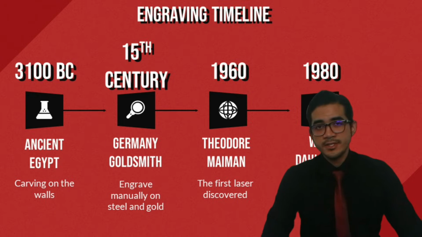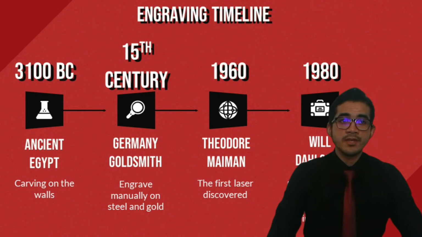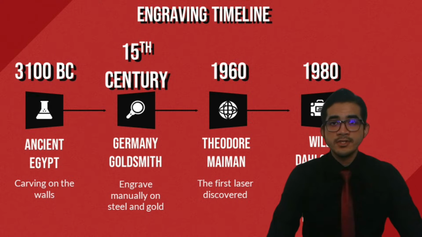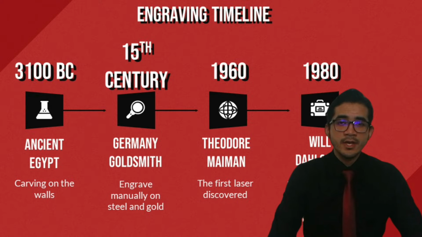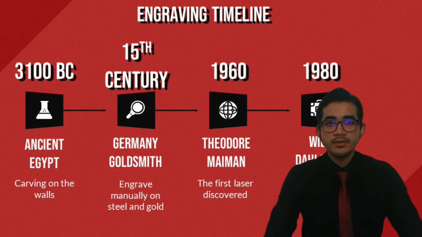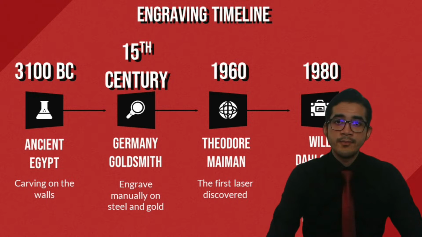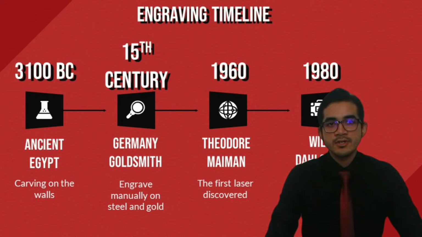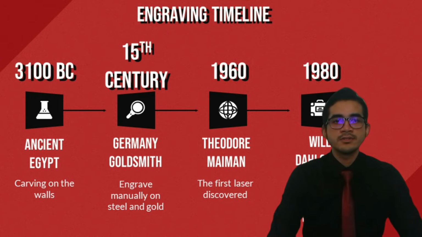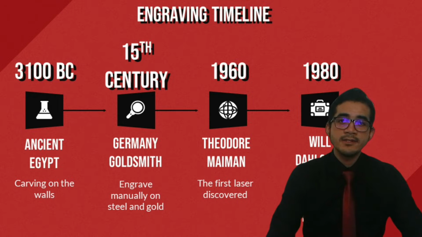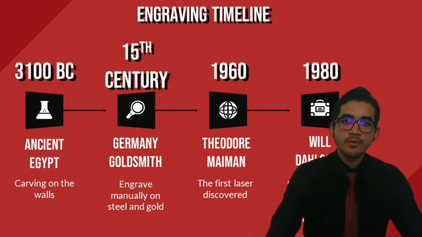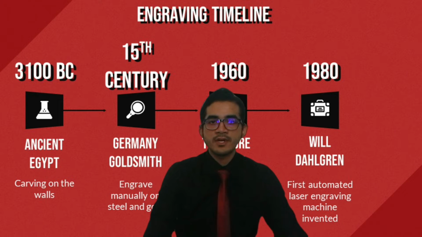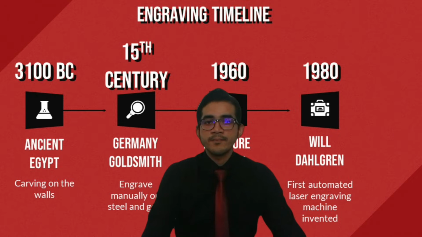As we can see, here is the important timeline of laser engraving. In 3100 BC in ancient Egypt, there was a finding of carving on the walls, done manually by hand or hand tools. In the 15th century, German goldsmiths engraved manually on steel as their product. In 1960, Theodor Maiman discovered the first laser in the world, and in 1980 Will Dahlgren invented the laser engraving machine, the first automated laser engraving machine.